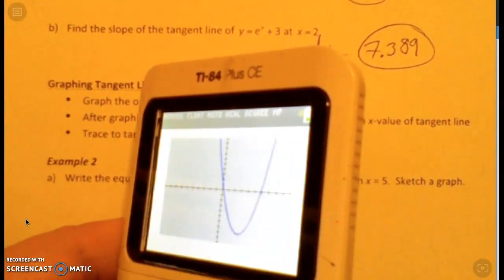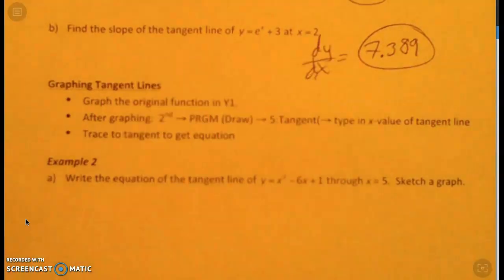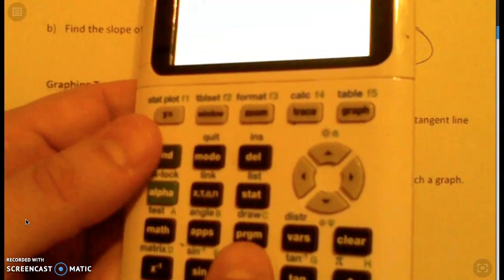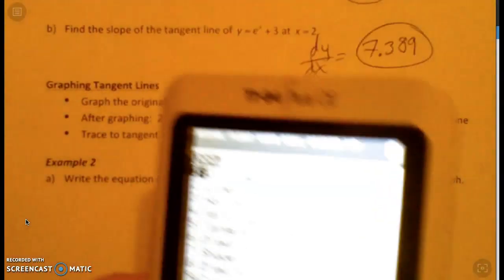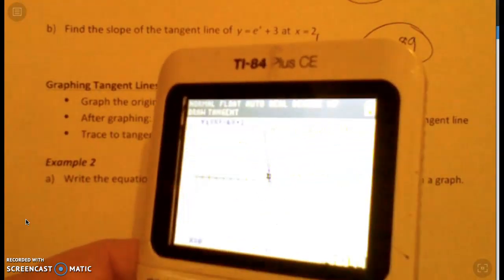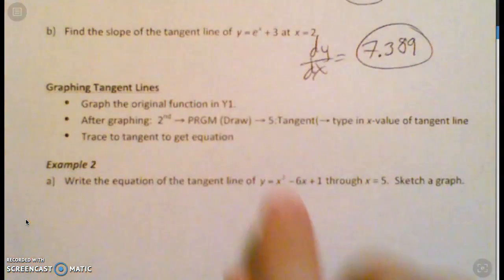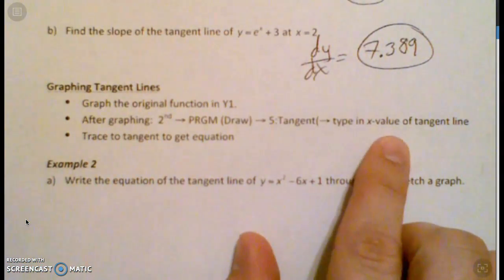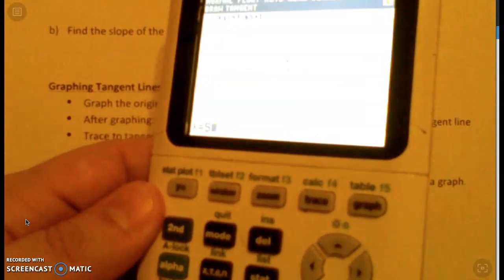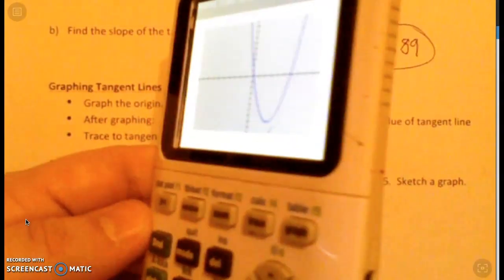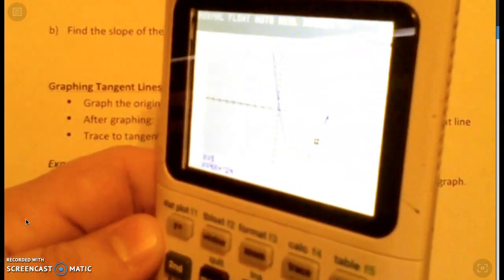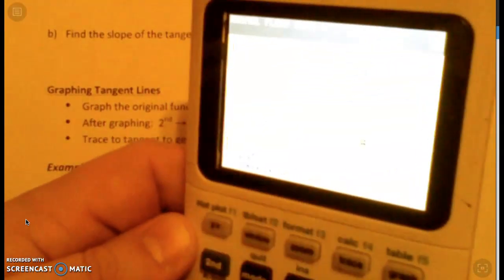Now I can not only find the tangent line, but I can draw the tangent line by going second program. See program right there? I'm going to hit second program, which is draw. It brings up lots of options, but you can see number 5 there is tangent. I just have to type in the x value I want the tangent line to be. This one says x is 5, so I'm going to type in a 5 and hit enter. Not only does it find it, but it draws it, and it finds the equation for it.